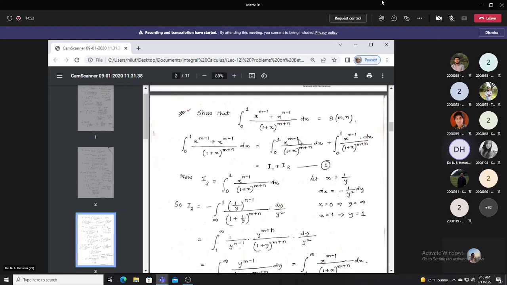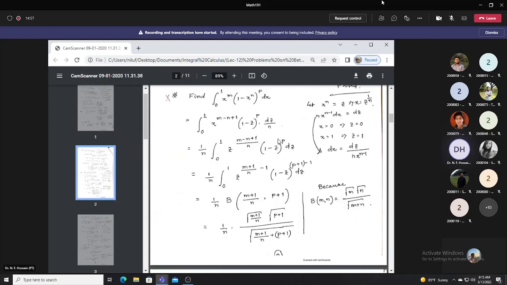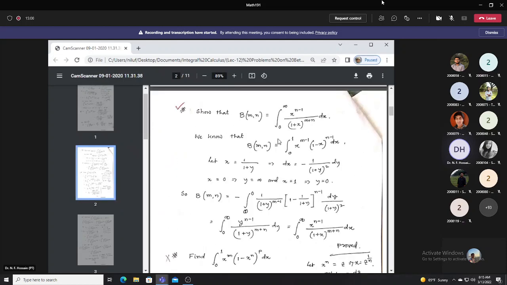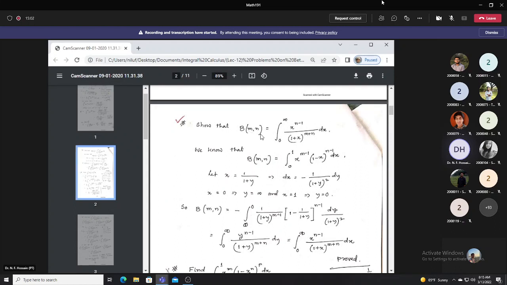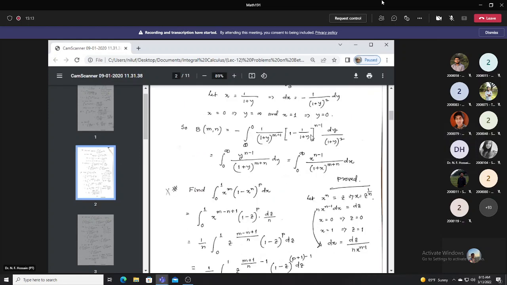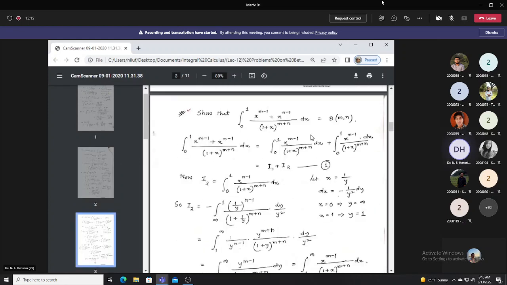Now we have shown that this is beta m, n if the limit is 0 to infinity. We have done it here. Please don't confuse. You see here beta m, n equals integral 0 to infinity, the function is same, x to the power m minus 1 divided by 1 plus x whole to the power m plus n. But the limits are different. If the limit here is 0 to infinity, the value of this should be beta m, n. Here also the value should be beta m, n, but here the limits are not 0 to infinity, it is 0 to 1.